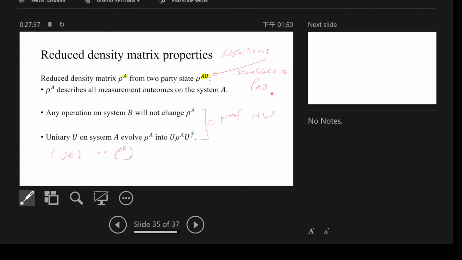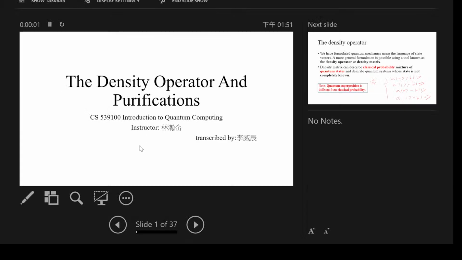Okay, that's the end of this slide, and we can go to the next topic about these density matrices, which is the idea about Schmidt decomposition and purification. Okay, let's do this.